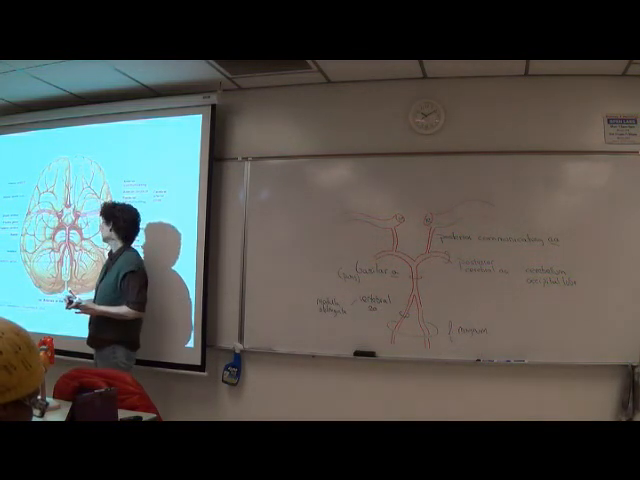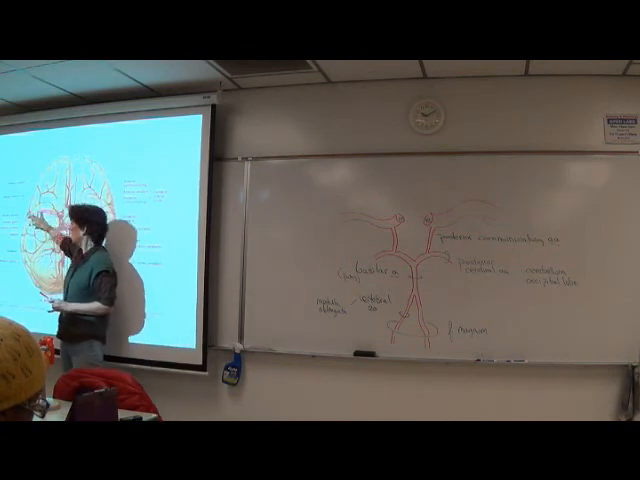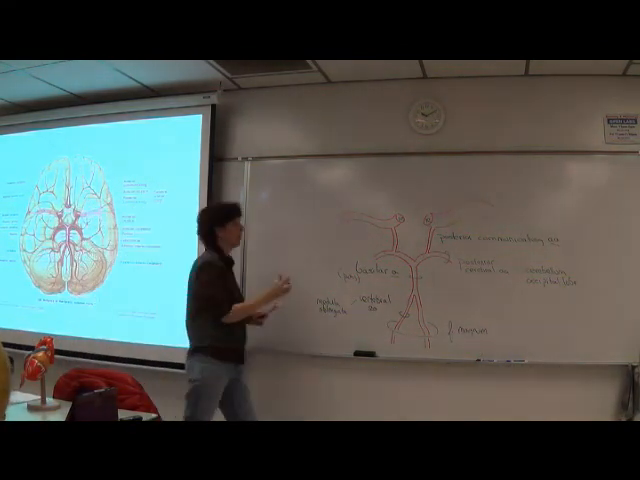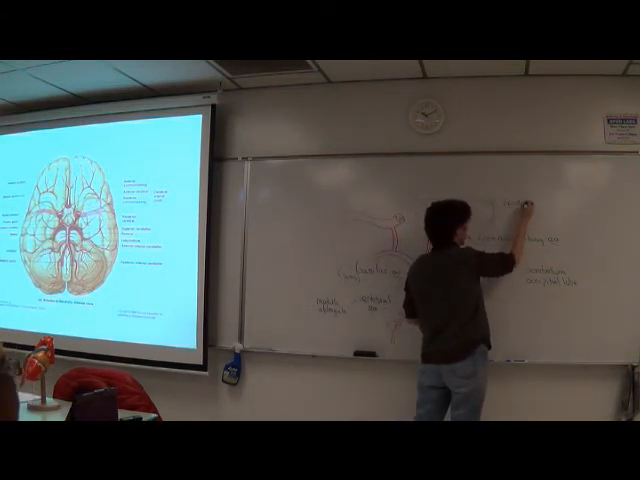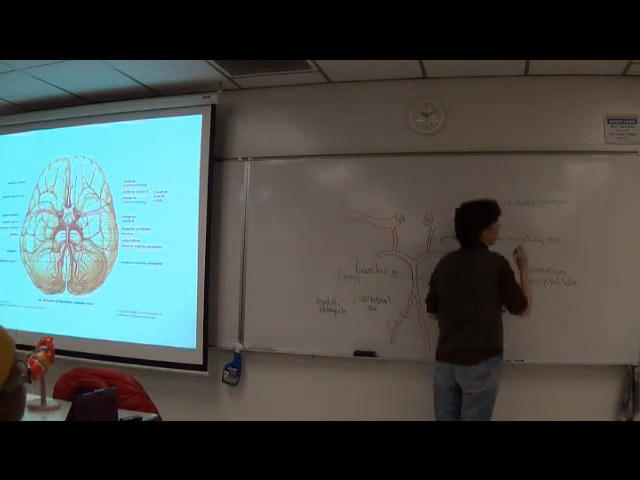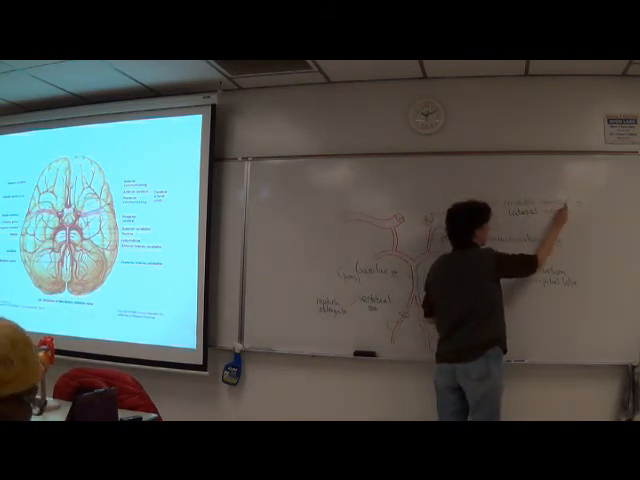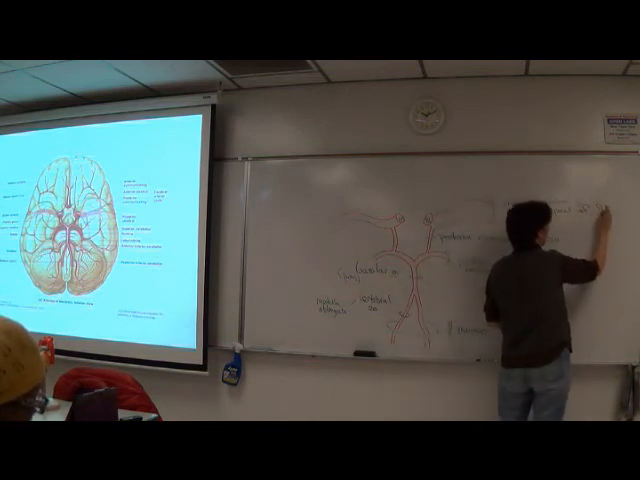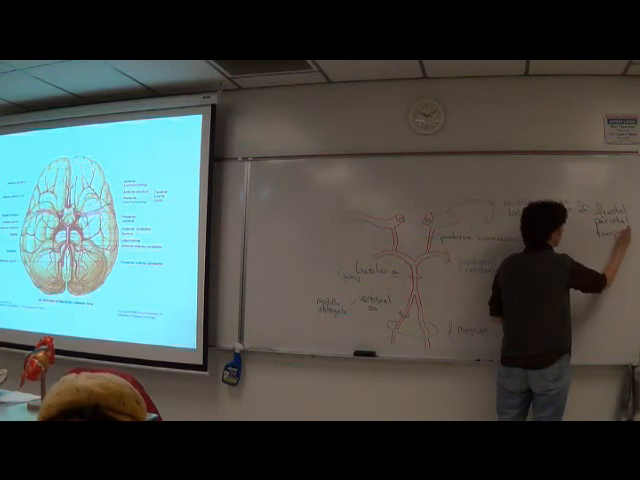The internal carotid artery has two major branches. This one right here that's passing through the lateral sulcus is known as the middle cerebral artery. It's the largest and has the greatest amount of brain tissue that it supplies. And it's going to do the lateral aspect of frontal, parietal, temporal lobes, and the insula.